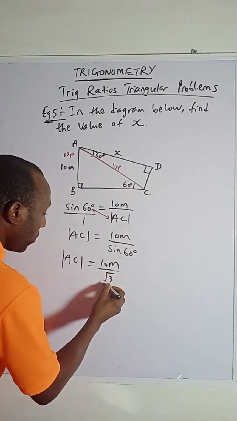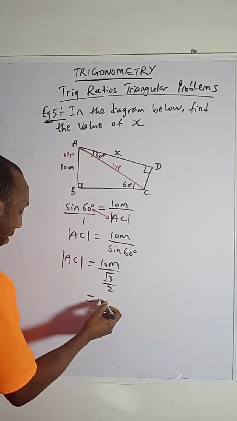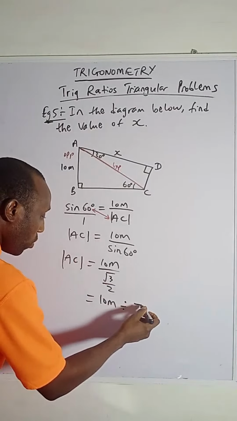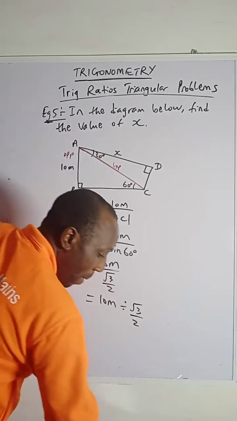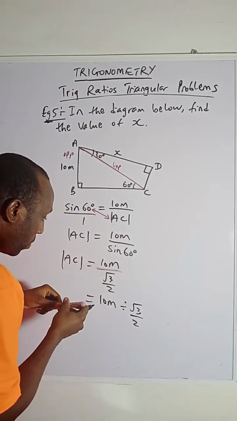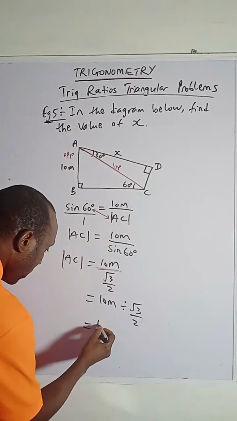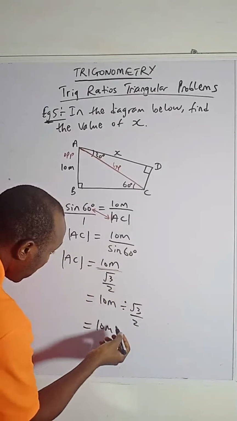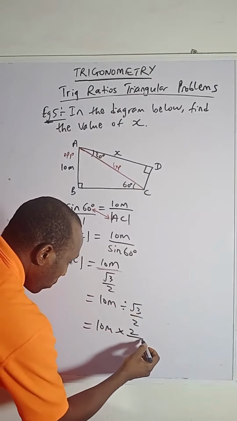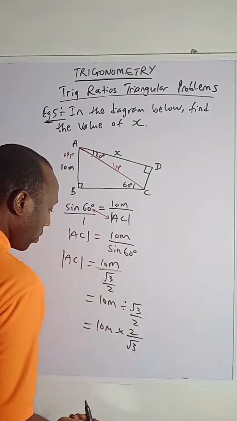Root 3 over 2. So we can rewrite this as what? I can write it as 10 meters divided by root 3 over 2. Why am I putting divided? It's here, this is divided. And if you use that fancy triangle fractions, you change division to multiplication, you have 2 over root 3. You flip the fraction after the division sign.